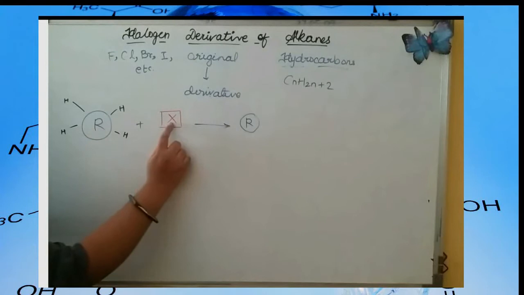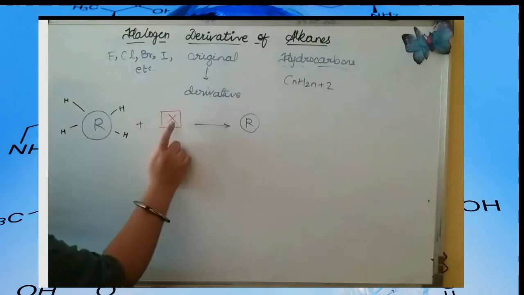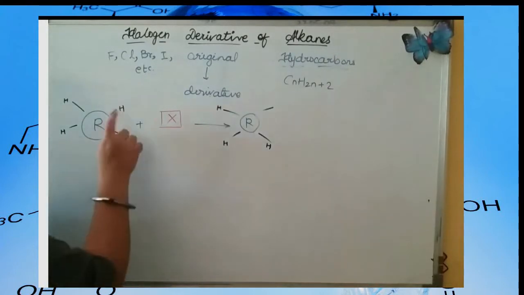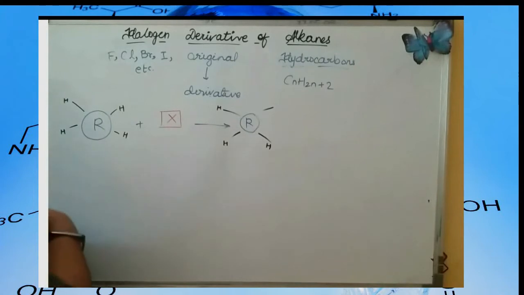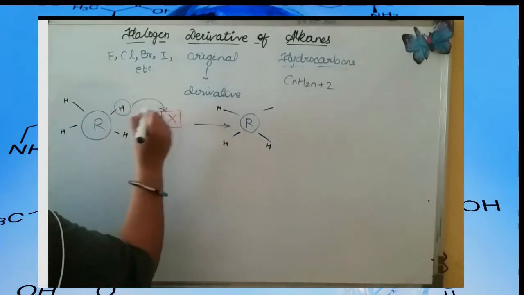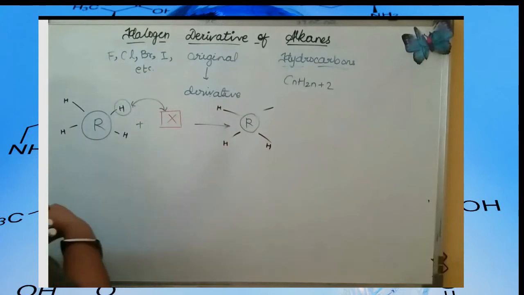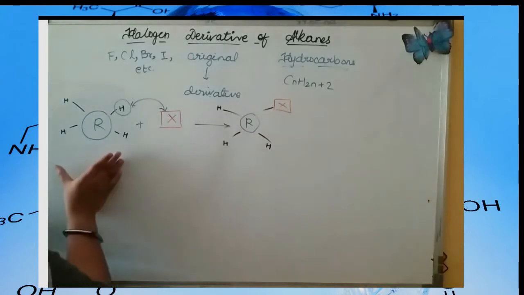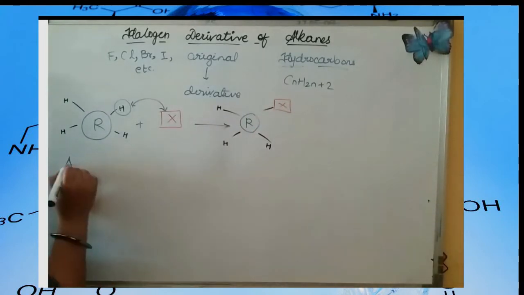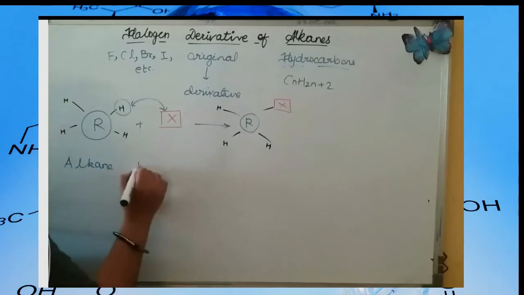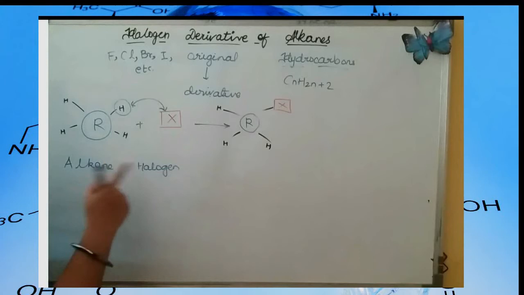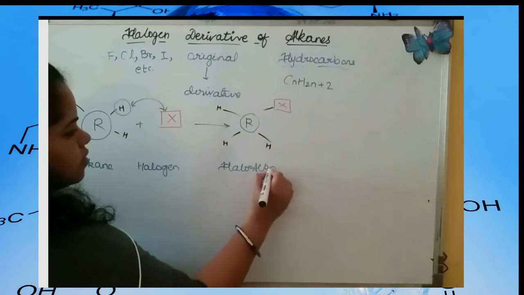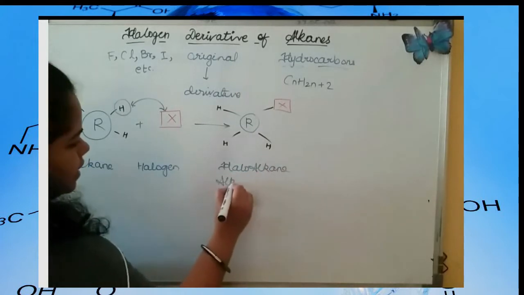When we add a halogen which is denoted as X, this hydrogen will get replaced by this halogen group. So what will attach here? A halogen group. This is known as alkane. This is known as halogen. Alkane, halogen, and when we add them up, we get haloalkane or alkyl halide.